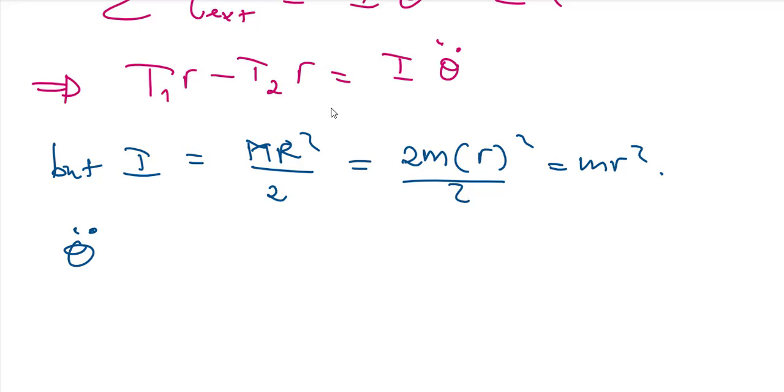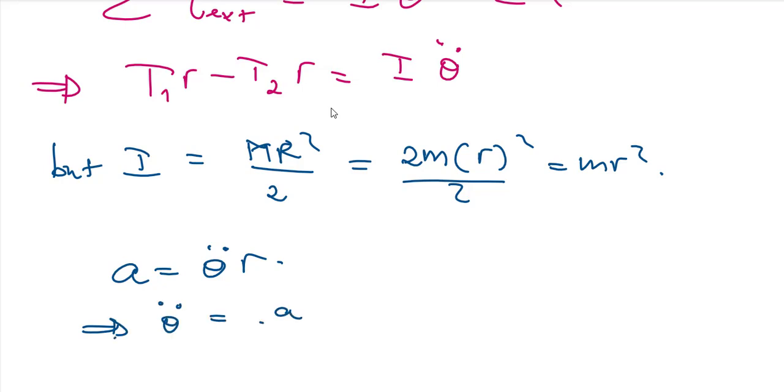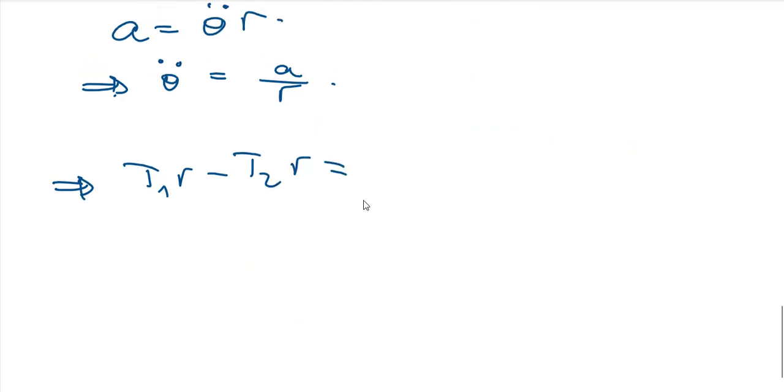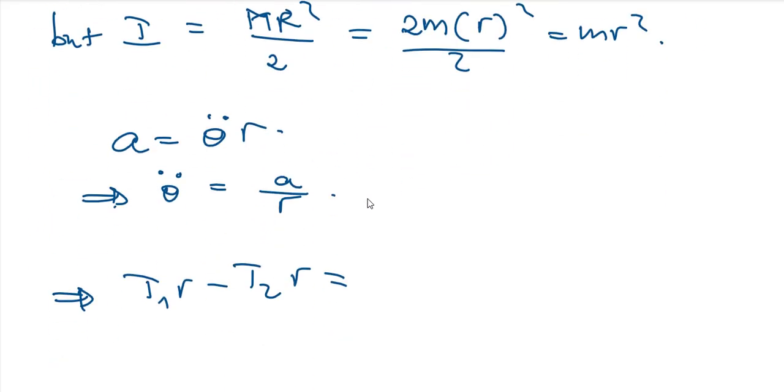The relationship between the linear acceleration and the angular acceleration is that our linear acceleration is always given by theta dot dot times r, and so this means that theta dot dot will simply be the acceleration divided by the radius. So I will replace in the equation of the torques. This means I will have T1R minus T2R equal to the moment of inertia, which is mr squared, all of this times a on r.